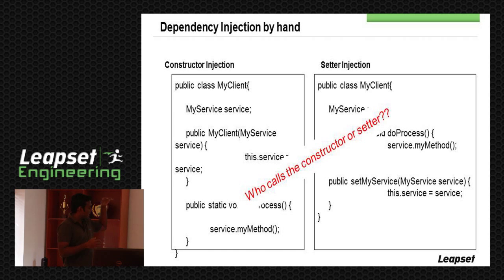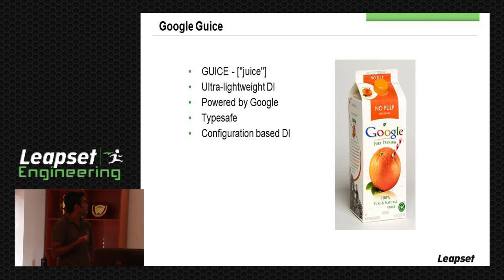So in that case, we have to again pass this MyServiceSimple as the parameter. So that is where frameworks come to help us. One of the frameworks we can use to inject the dependencies is Google Guice, pronounced Guice. It is an ultra lightweight dependency injection framework compared to the most prominent one, Spring, and it is created and maintained by Google. It is type safe and configuration based, in contrast to XML based dependency injection in Spring.